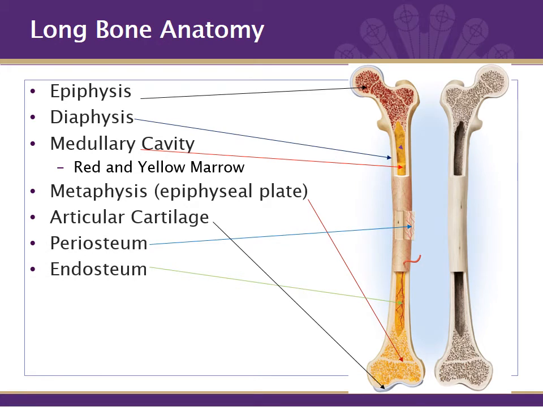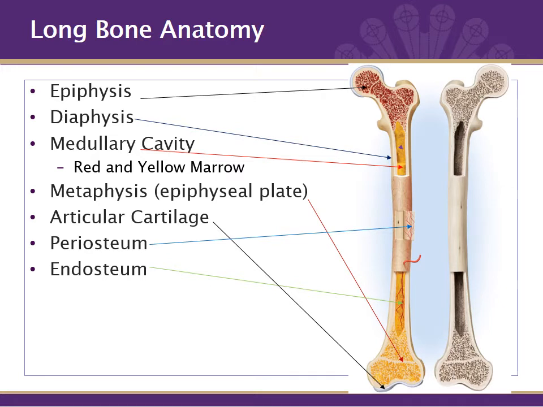Long bone anatomy. Epiphysis. These are the ends of the bones and where they will articulate or form joints with other bones. Diaphysis. This is the shaft or middle of the bone. It is hollow and forms the walls of the medullary cavity. Medullary cavity, also called the marrow cavity, is where we find bone marrow.